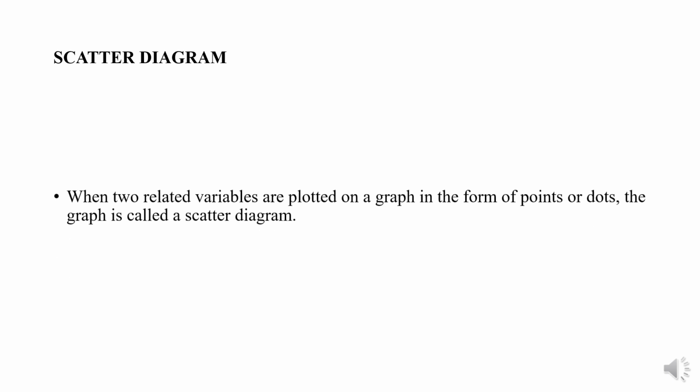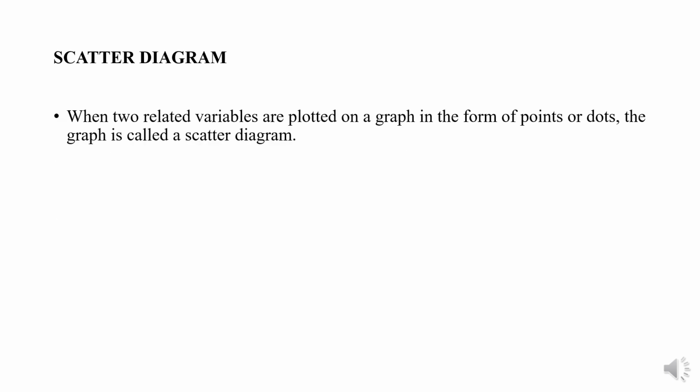So the next topic is about the scatter diagram. What is a scatter diagram? When two related variables are plotted on a graph in the form of points or dots, the graph is called a scatter diagram. There are some types of scatter diagram. We will draw each of them one by one.